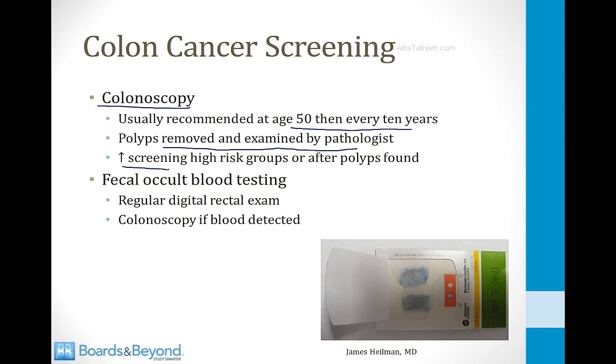The other option for colon cancer screening, which is less effective, is fecal occult blood testing. This is performed by a physician who does a digital rectal exam and then puts a bit of the stool on detection paper like I've shown at the bottom right side of the screen here. You can then drop a solution onto it and the color will change to blue if there is occult blood present in the stool sample. And if the fecal occult blood testing is positive for occult blood, then colonoscopy is recommended.